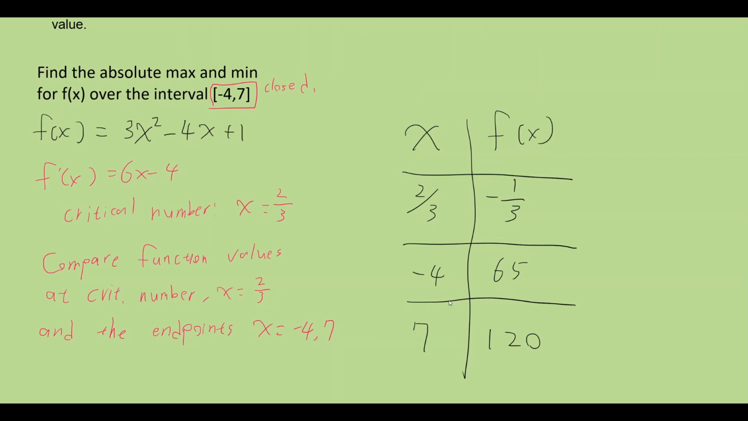Right? So once you have this table where you're comparing the critical numbers as well as the endpoints, the lowest value out of all 3, in this case, we have 3 values, will be the absolute minimum. In this case, we have -1/3. That's the absolute minimum, right? And the largest value, which is 120, in this case, will be the absolute max. Okay, so we're going to compare critical points with the endpoints when we have a closed interval for a function.